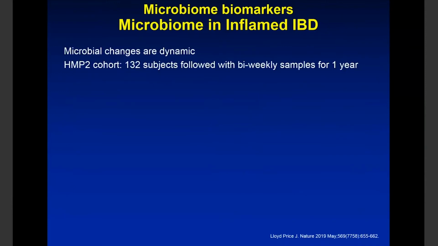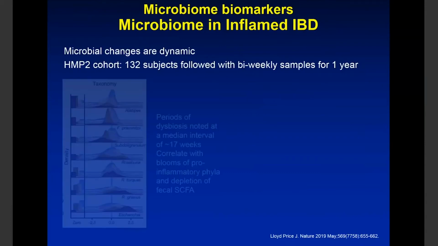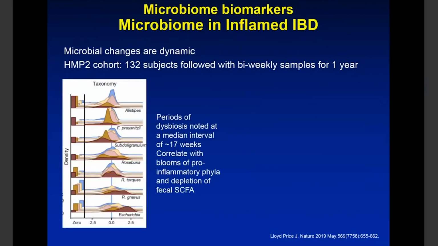In terms of the responsiveness of the microbiome to changes in inflammatory status, the best support for this comes from the very elegant HMP2 cohort, which was published in Nature a couple of years ago, where the investigators followed 132 subjects with biweekly samples for 1 year, with careful profiling of the microbiome and disease activity states. And what they found was that people with inflammatory bowel disease demonstrated periods of dysbiosis at a median interval of about 17 weeks between these episodes.